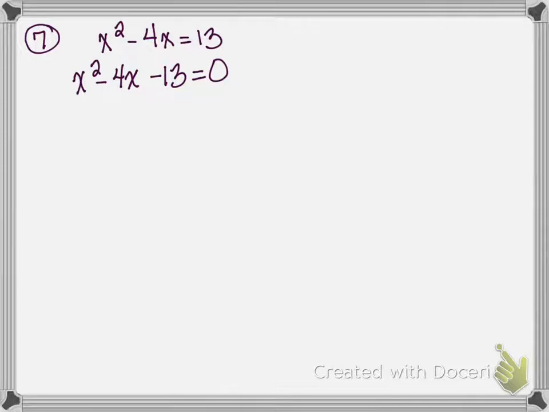This is a good candidate for completing the square. The reason is my A value is 1 and my B value is even. That is often when I will complete the square. So that's what we're going to do. So I've got x squared minus 4x. I am moving that negative 13 back to the other side.